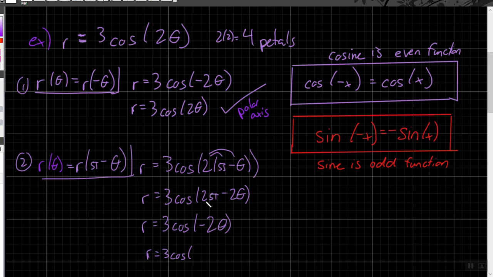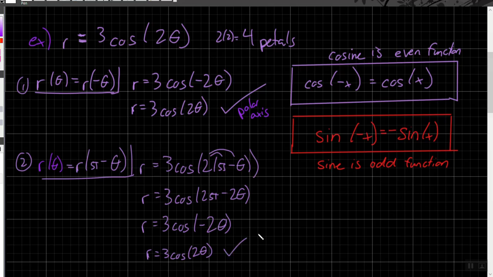So 2 pi is just going around the circle again. So it doesn't change theta at all. It just disappears. And we're just left with negative 2 theta, which is the same as 2 theta, because it's an even function. So a negative argument is the same as the positive argument. Cool. So we have symmetry.